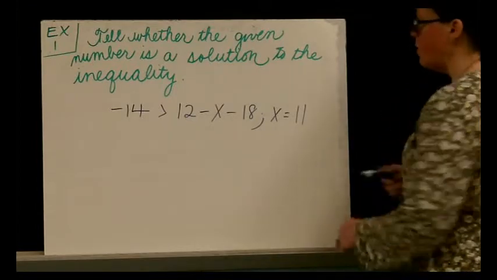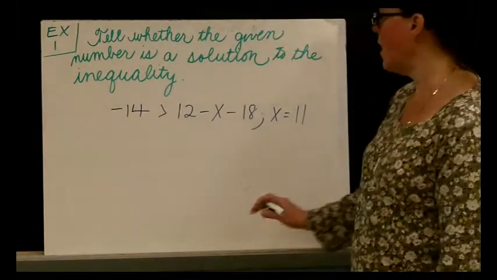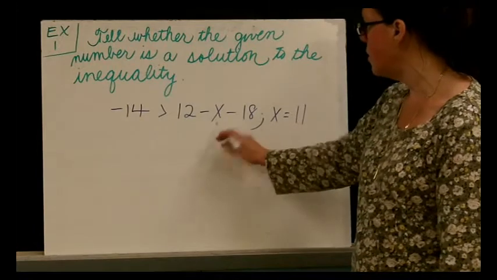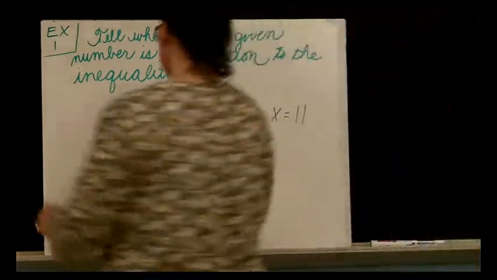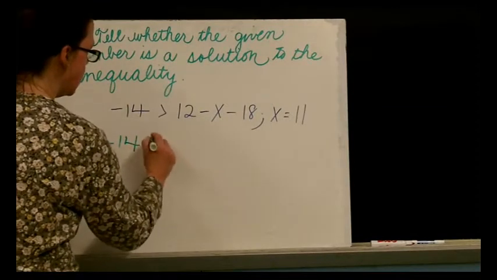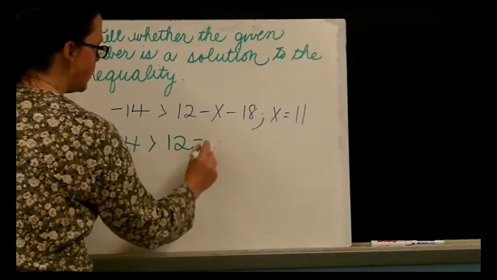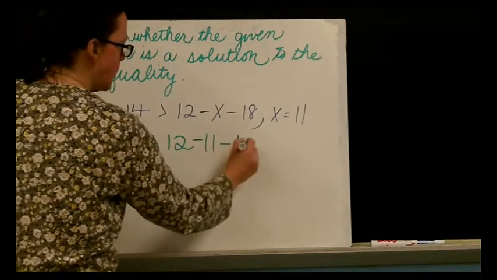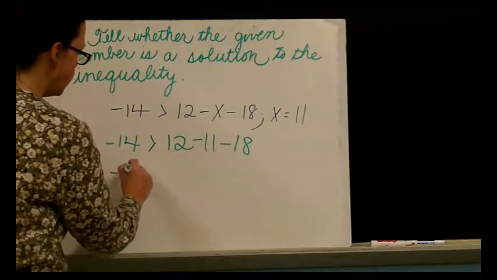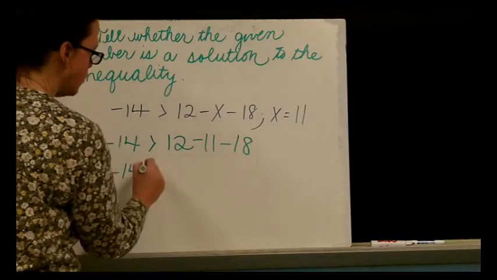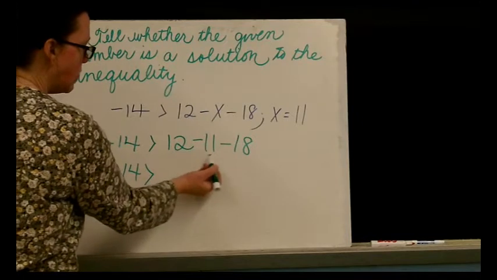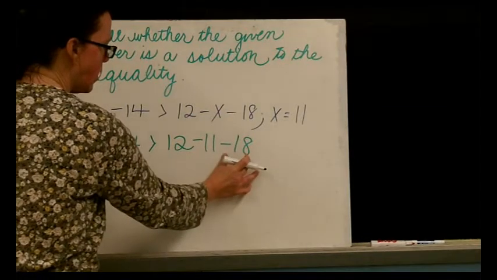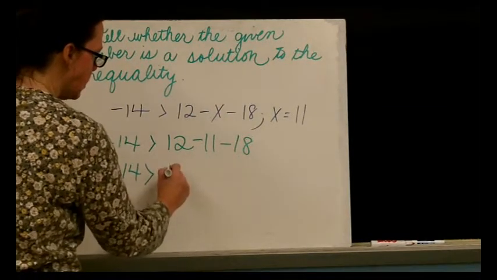So we're going to solve this the way we have solved equations, in that we're going to rewrite the inequality, and this time we're going to substitute our positive 11 for our x. That means we're going to write negative 14 is greater than 12 minus, and instead of writing x, remember, we're substituting our 11, minus 18. And now all we have to do is simplify by combining these terms. So we have a 12 and a negative 11, and together they make a positive 1. A positive 1 paired with a negative 18 makes a negative 17.